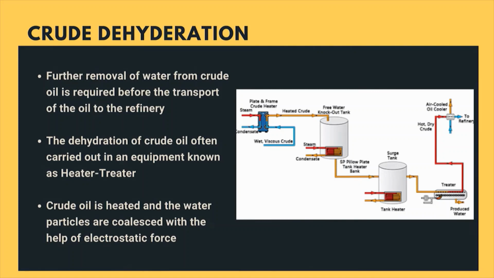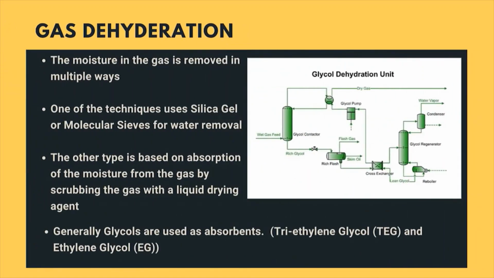As I said, not only crude oil, natural gas is also a raw material that is coming from the subsurface of the earth, which is taken to the downstream processing facility as a raw material. This gas will also have a lot of moisture. Again, the moisture is going to corrode all the equipment, and this has to be removed. There are different techniques used for dehydrating or removing moisture from the gas.